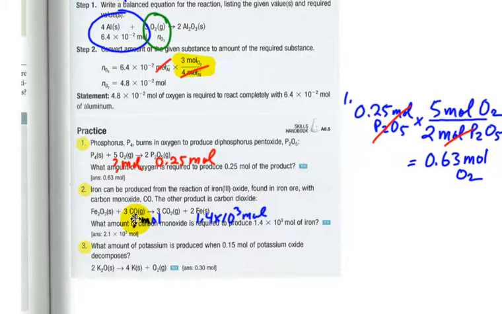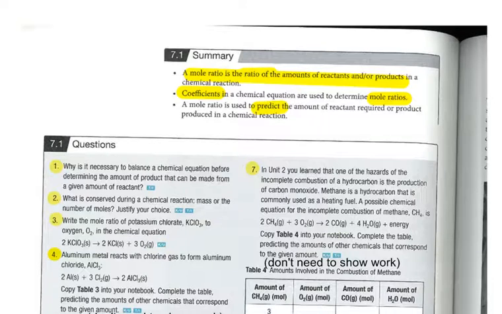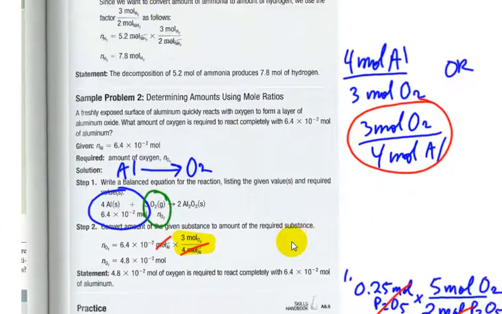Okay, if you look at the next one here, I didn't work through it, but you can. It'd be a good idea for you to work through it yourself to see if you can get it. Iron can be produced from the reaction of iron 3 oxide found in iron ore with carbon monoxide. What amount of carbon monoxide is required to produce 1.4 times 10 to the 3 moles of iron? Okay, so we're starting with iron and figuring out carbon monoxide. So if I were you, I'd go through that, make sure you're doing okay.